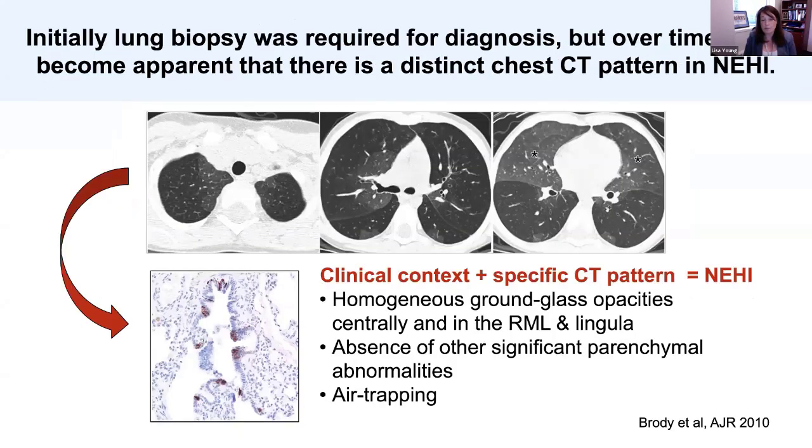But we don't usually do biopsies anymore for NEHI because it's become apparent that there's a distinct chest CT pattern. This is the classic pattern shown here with ground glass opacity medially in the upper lobes, and then most prominent in the right middle lobe and lingula. Importantly, there should not be any significant parenchymal abnormalities present. You should not have bronchiectasis. Not all NEHI CTs look like this, but with this pattern, it's highly specific for NEHI, and in the appropriate clinical context, you don't need to do a biopsy. So this is an exciting area of progress for a disease that didn't have a name when I was a fellow.